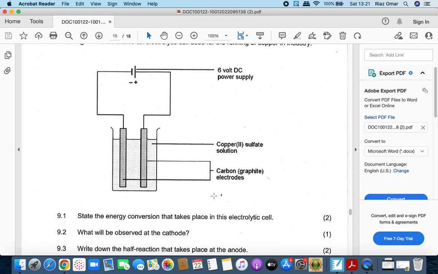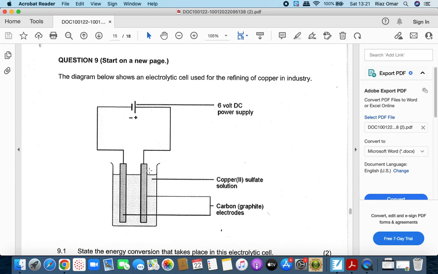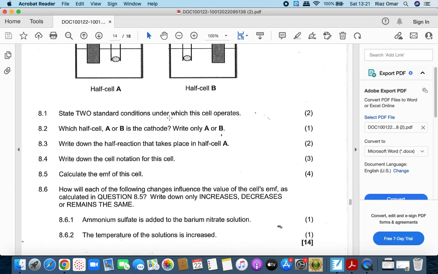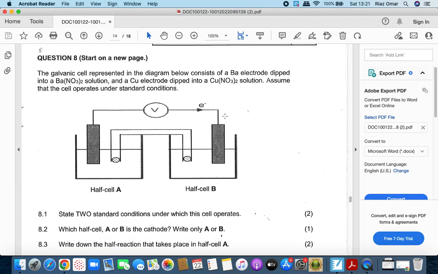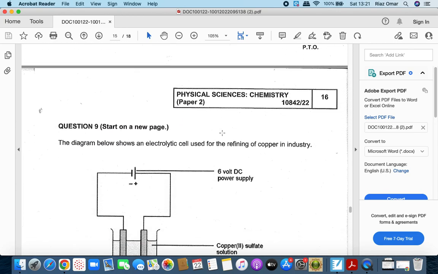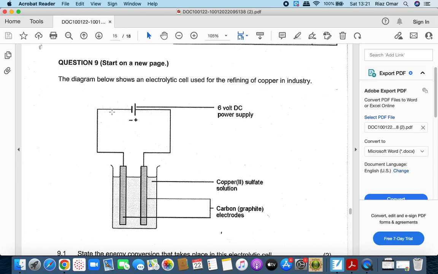Now, question 9.2 says, what will be observed at the cathode? Here we know that the electrolytic cell is the opposite of the galvanic cell. The copper electrode is positive, and in the galvanic cell, we know that the positive electrode is the cathode. Now, because it works the other way around, we can say that the negative electrode is the cathode. Reduction takes place at the cathode, right?